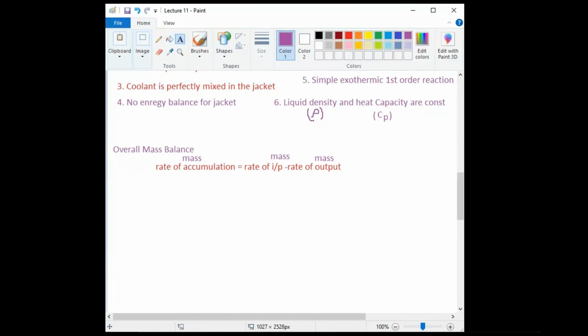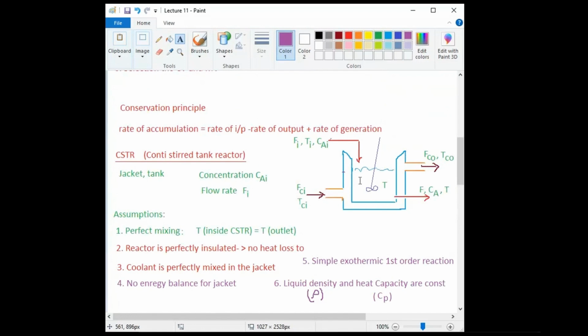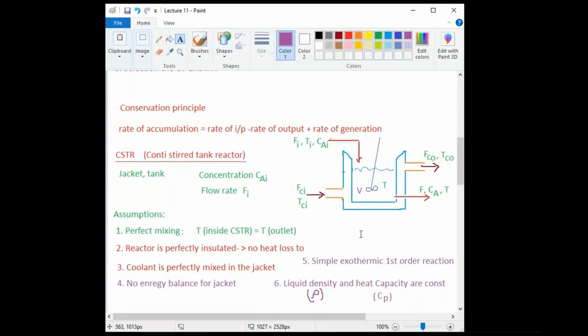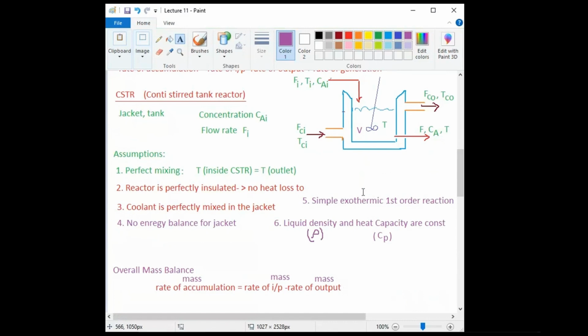So here, there is one more variable. The volume of the liquid inside this tank is V. Right. So we have these variables. V is the volume, and T and other variables.